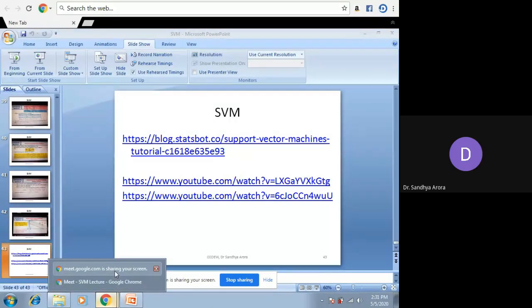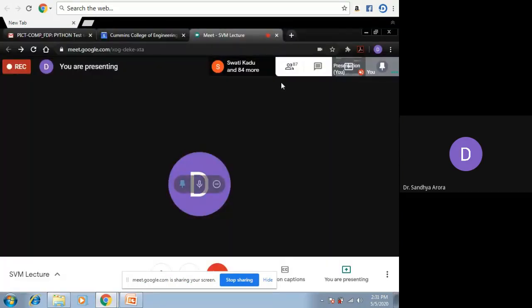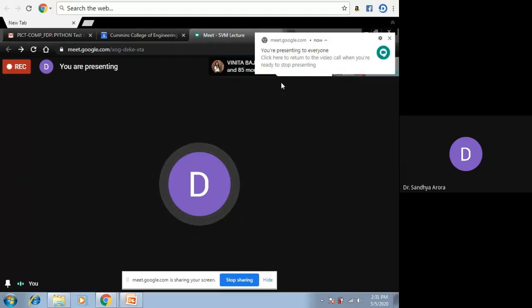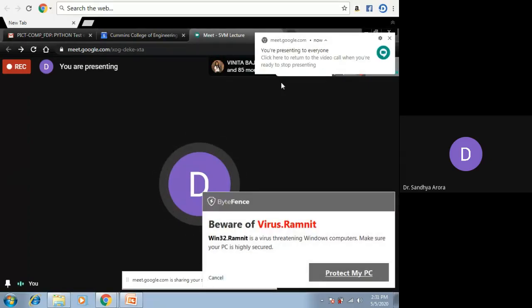Okay, so what we have seen is how SVM works for linear data, separating the data linearly wherever it is possible, and how SVM works when linear separation is not possible, how SVM tries to map to some other projected data points, and using those projected data points, how SVM tries to find a separating boundary.